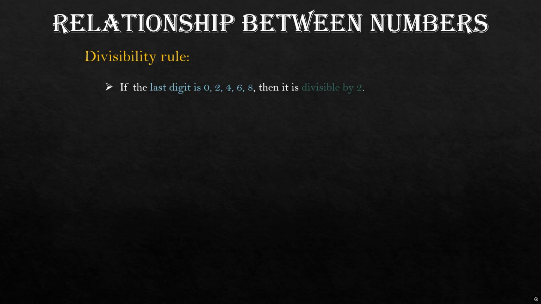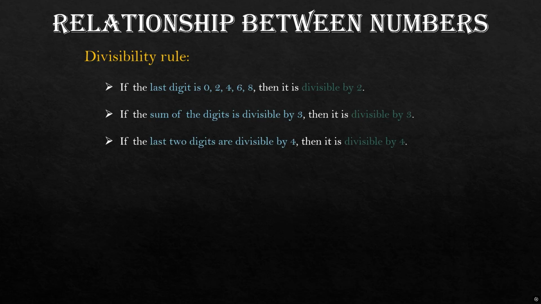If the last digit is 0, 2, 4, 6, 8, then it is divisible by 2. If a number's last digit is an even number, then it is divisible by 2. If the sum of the digits is divisible by 3, then it is divisible by 3. If we add each and every digit in a number, and that sum is divisible by 3, then it is divisible by 3. If the last two digits are divisible by 4, then it is divisible by 4. In a number, if the last two digits are divisible by 4, then it is divisible by 4.